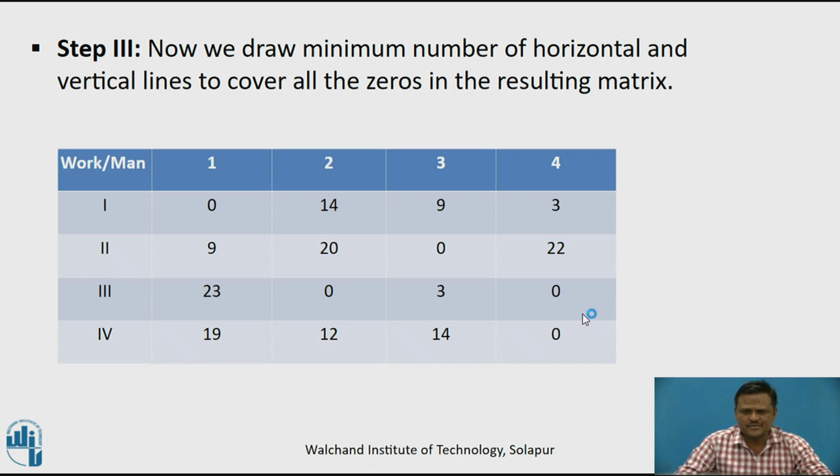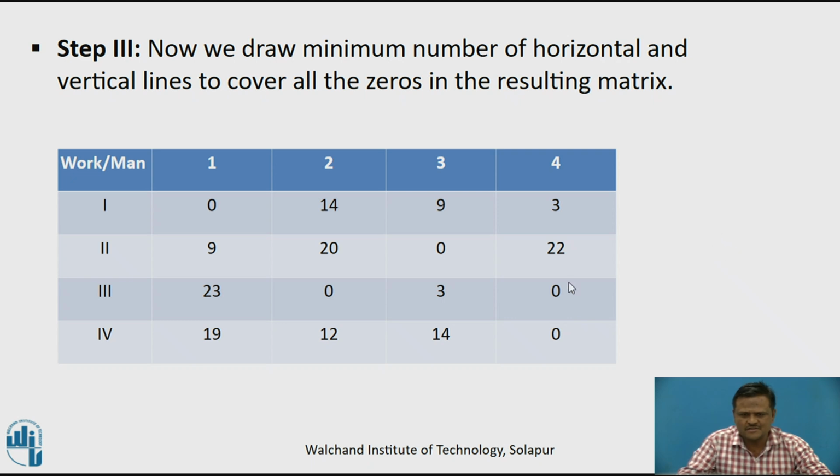So here in this particular matrix, how to draw the minimum number of lines so as to cover all the zeros, that is the question. So let's do it. If you observe, in the fourth column there are 2 zeros, you can see here, and similarly in the third row there are 2 zeros.